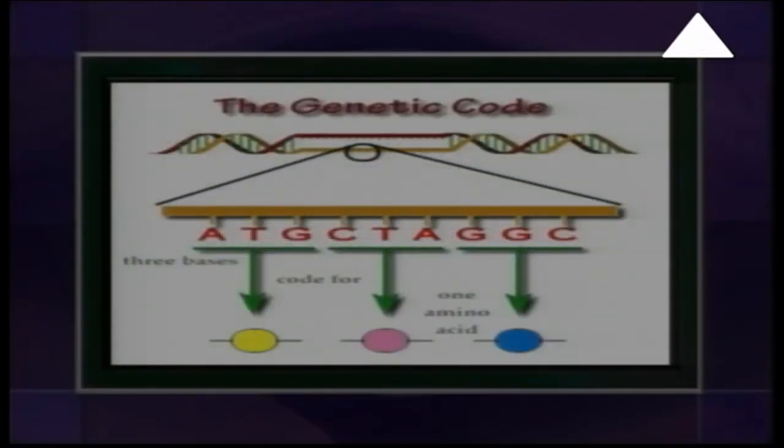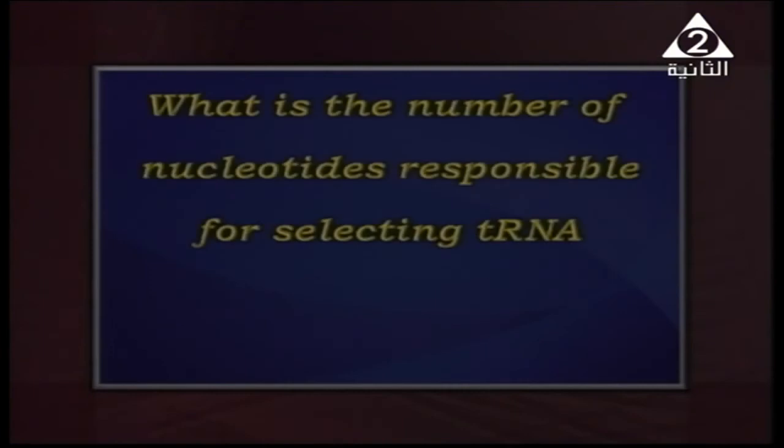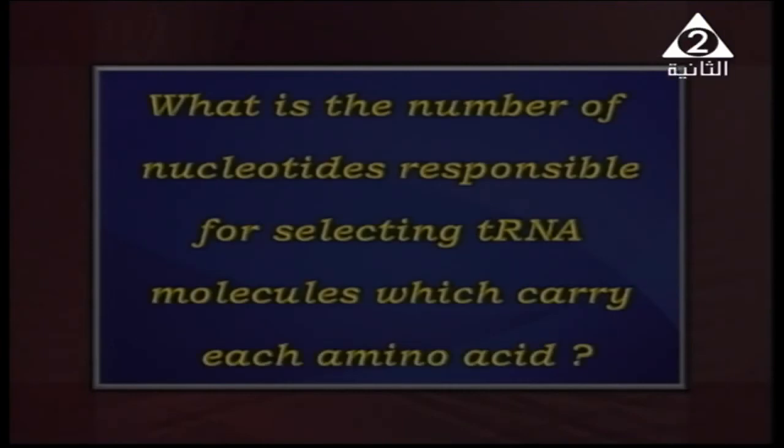This figure illustrates the meaning of genetic code. A sequence of nucleotides is transcribed into triplets of messenger RNA, and each one is translated to a specific amino acid. We have a question here. Do you know what is the number of nucleotides responsible for selecting the tRNA molecules which carry each amino acid?